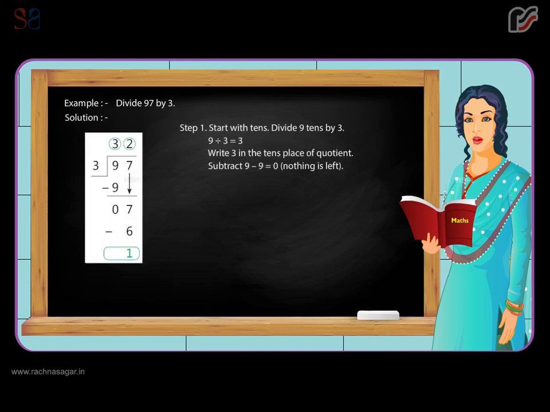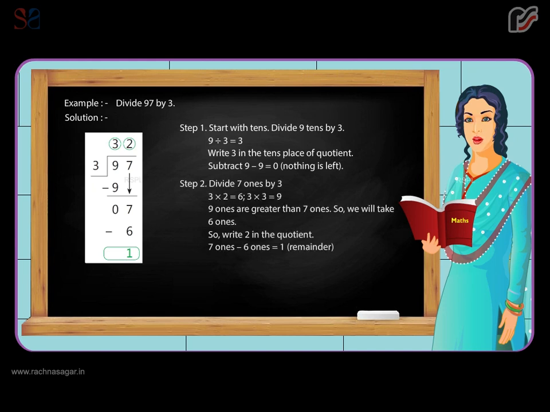Solution. Step 1. Start with tens. Divide 9 tens by 3. 9 divided by 3 is equal to 3. Write 3 in the tens place of quotient. Subtract 9 minus 9 is equal to 0. Nothing is left.